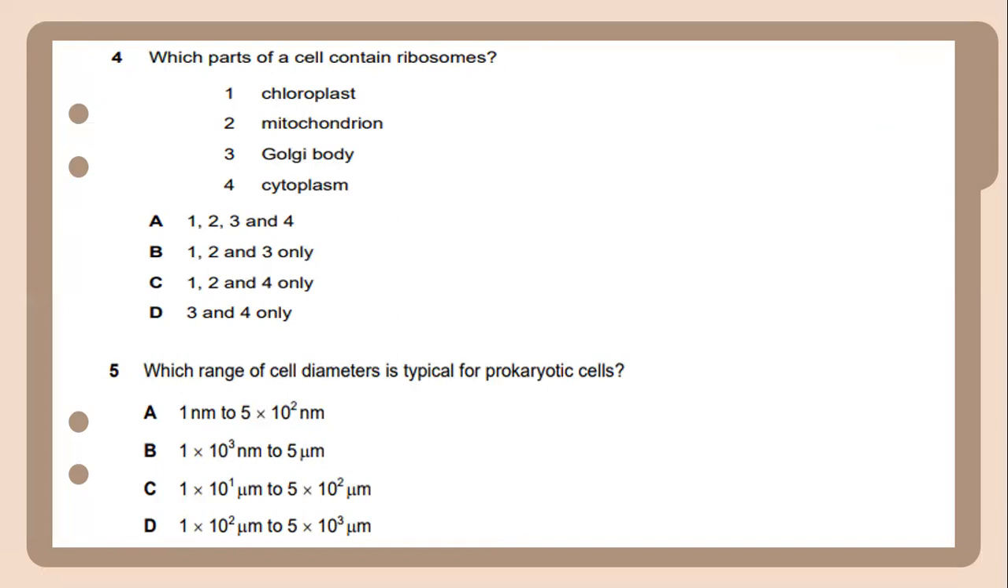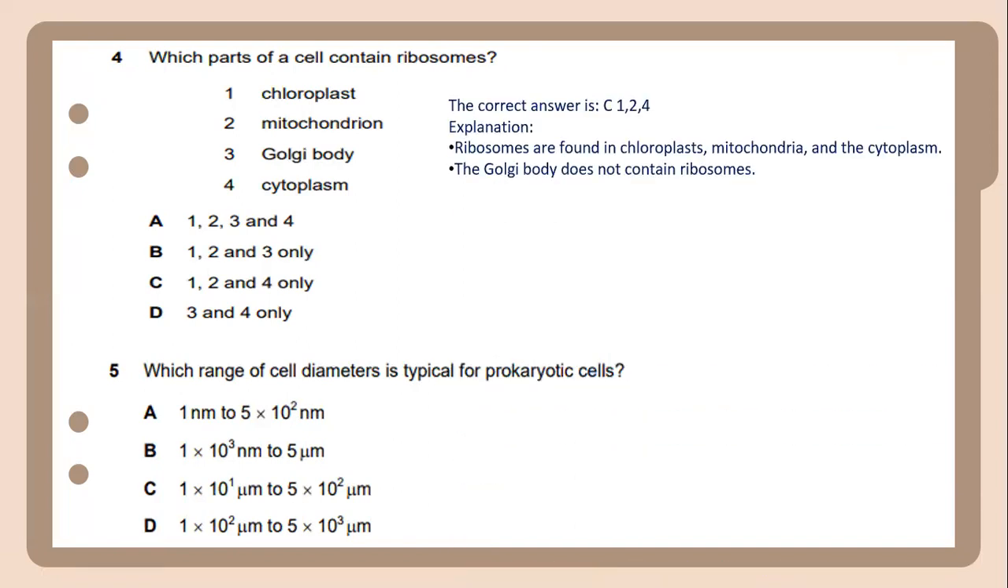Which part of a cell contains ribosomes? The answer will be 1: chloroplast, mitochondria, and cytoplasm. This can be explained through the below statement. Ribosomes are found in chloroplasts, mitochondria, and the cytoplasm, and the Golgi body does not contain ribosomes.